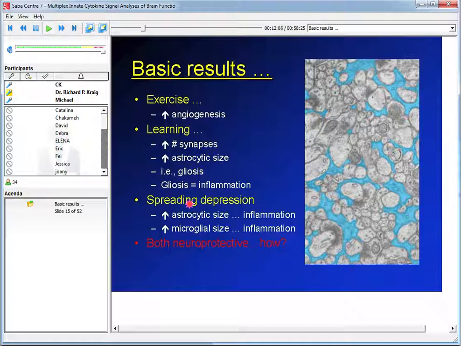Nonetheless, for our notions here, and perhaps you can ask questions at the end, the utility of spreading depression to us is that it is a benign perturbation of the tissue. It is ubiquitous through the tissue, so tissue sampling becomes very easy. And importantly for our slide here, it not only has astrocytic size increase, but microglial size increase, both of which are consistent with inflammation. So for now 10 to 16 years, the notion has been there that structural inflammatory changes of brain need not be associated with disease, but may in fact be associated with neuroprotection.